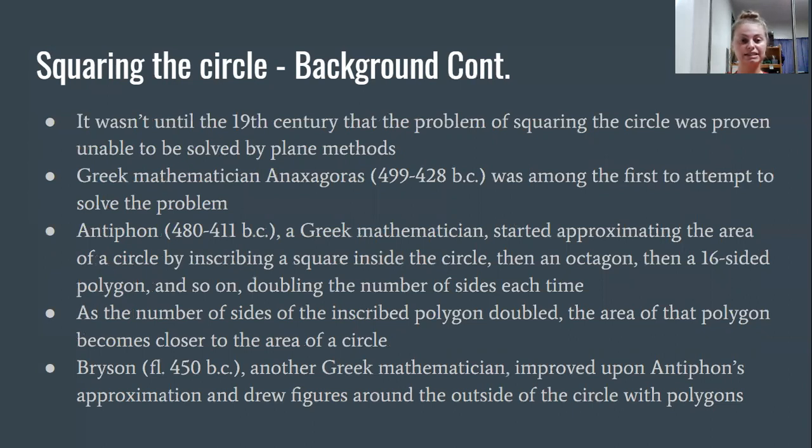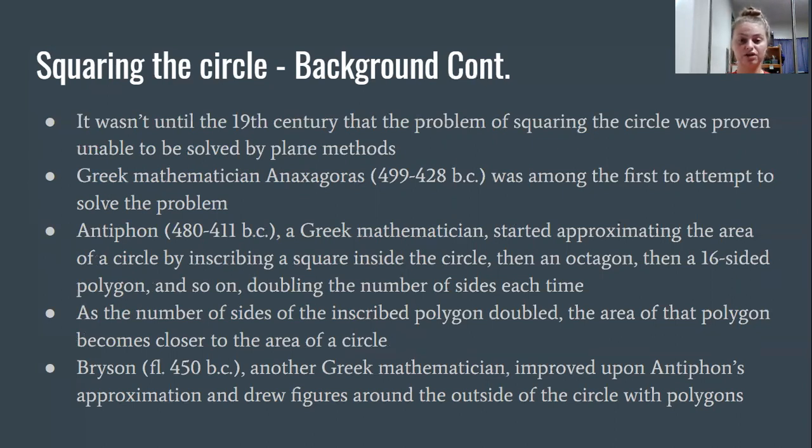It wasn't actually until the 19th century that the problem of squaring a circle was proven unable to be solved by plane methods. Now I'm going to get into some Greek mathematicians who tried squaring the circle. We have Anaxagoras. He was among one of the first to attempt to solve the problem, but none of his work has survived to modern times. The first recorded progress was made by the two Greek mathematicians, Antiphon and Bryson.